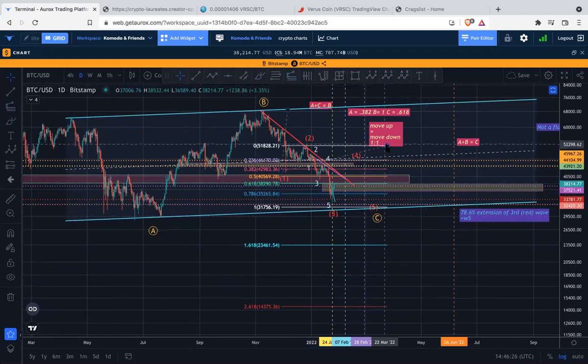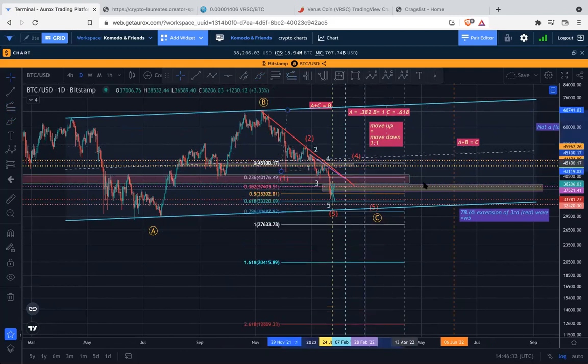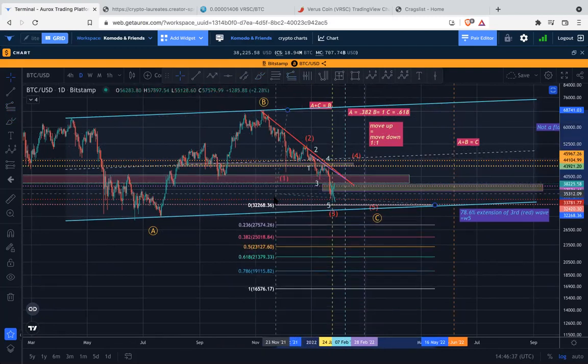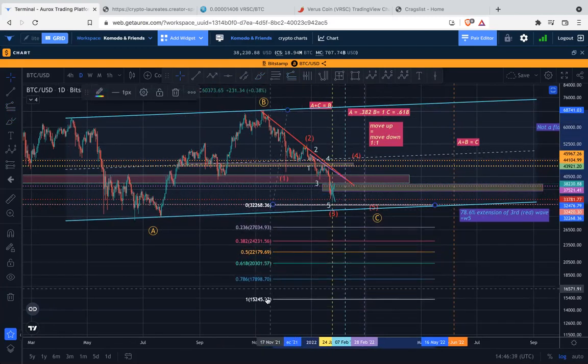Yeah, I was afraid for a little bit that the 5th wave would have to be an extension. In that case, if it is, then we'd be looking at a 1-to-1 with this whole move, and we'd be looking at like a 15,000 type of a level.